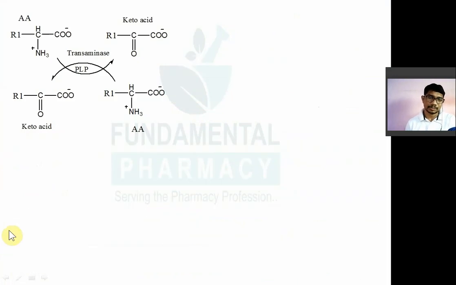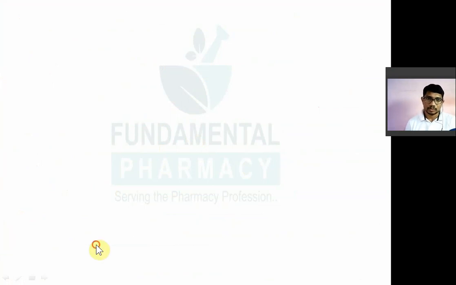Just an example of transamination: the amino group of one amino acid is transferred to a keto acid, another amino acid. That is transamination. See the urea cycle.